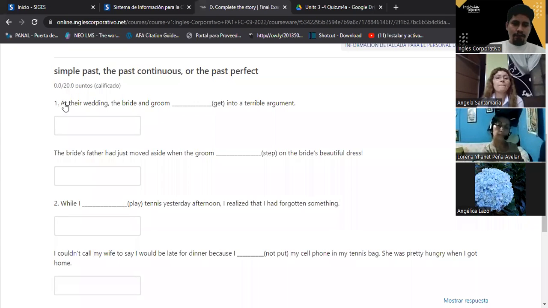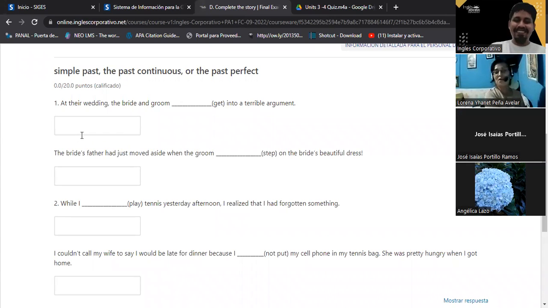Just take a look at the first sentence. It says, at your wedding, the bride and groom (get) into a terrible argument. Which is the answer there? Is it simple past, past continuous, or past perfect? Simple past. Okay, in this case, which is the correct answer? Got, right? Because this is simple past. You have to do it. You don't have to have the answer.